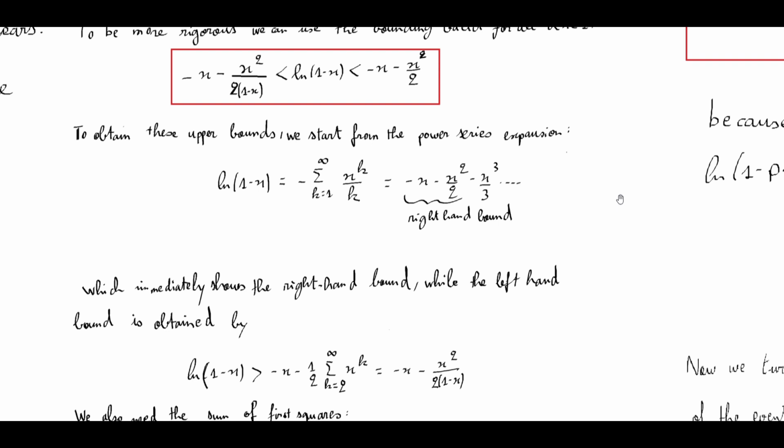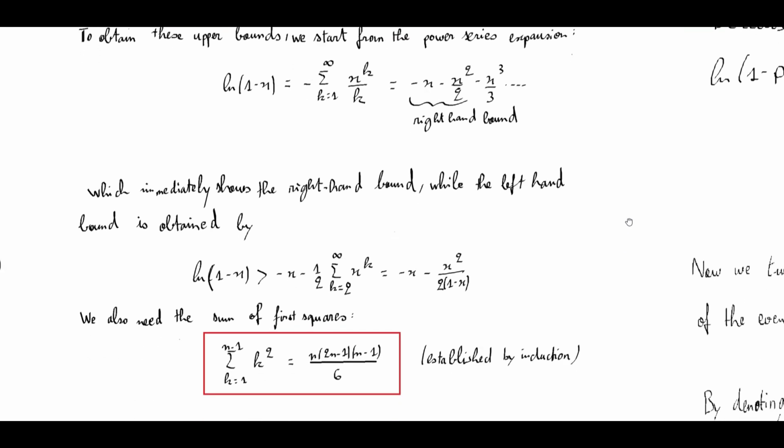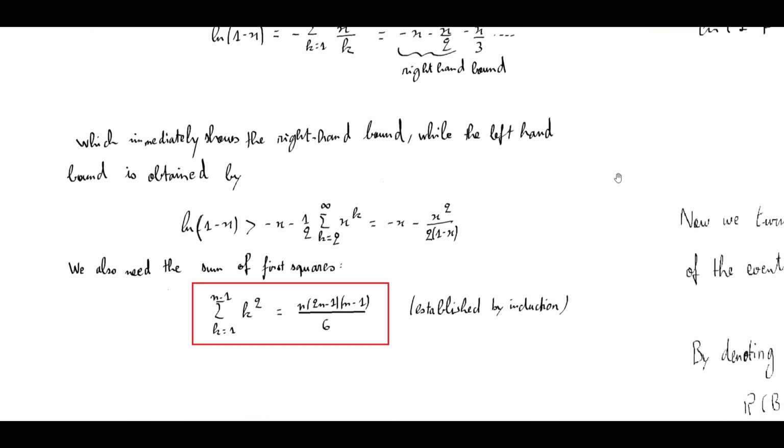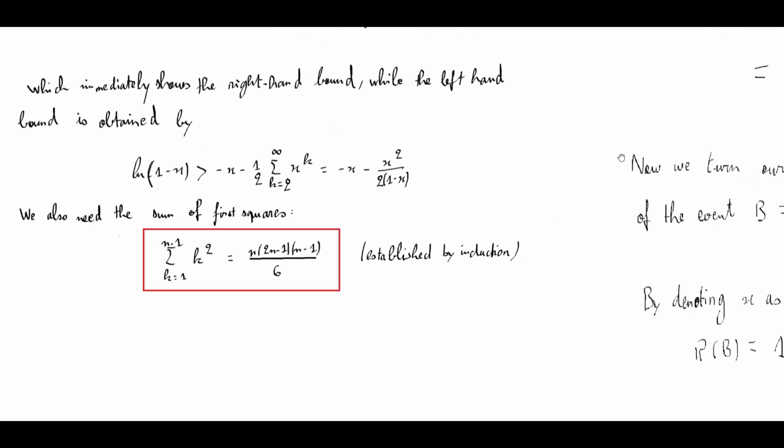x cubed over 3, and so on, which immediately shows the right hand bound, while the left hand bound is obtained by the enumeration of ln of 1 minus x by minus x minus 1 half times the sum of x^k from k equals 2 to infinity, which is equal to minus x squared over 2 times 1 minus x. We also need the sum of the first squares, which is established by induction.